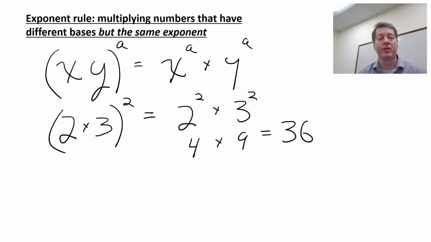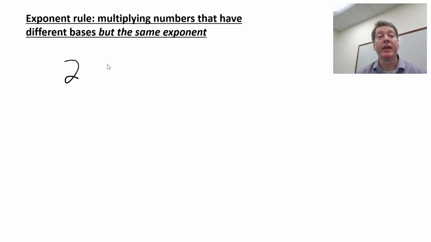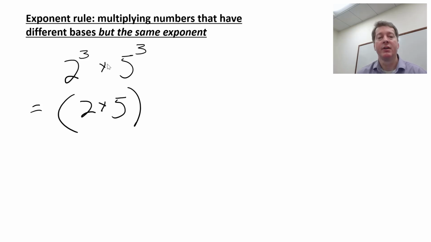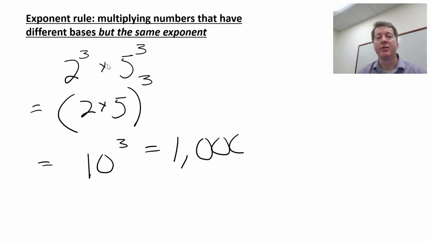And one thing I'll point out: 2 times 3 is 6, so (2 times 3) squared is the same as 6 squared, and 6 squared is equal to 36. So that all matches up. Suppose I had 2 cubed times 5 cubed. Well, I could rewrite that. That is the same thing as 2 times 5 in parentheses, that whole thing cubed. So that's 10 cubed, which is the same as 1,000.